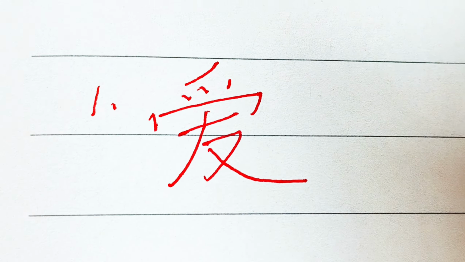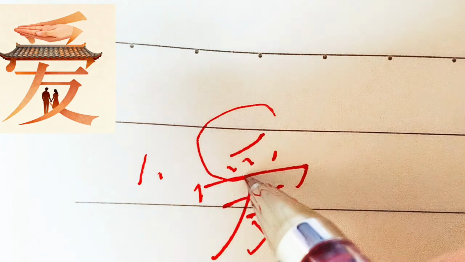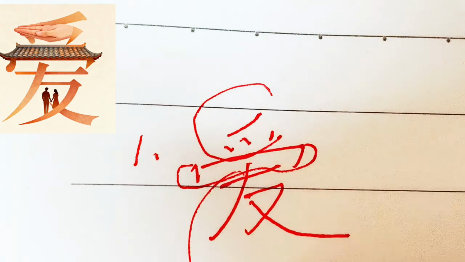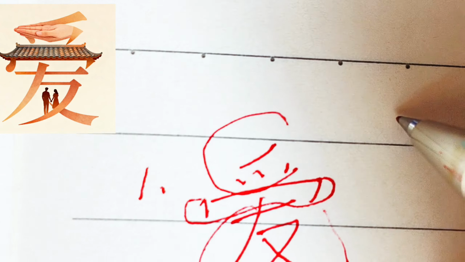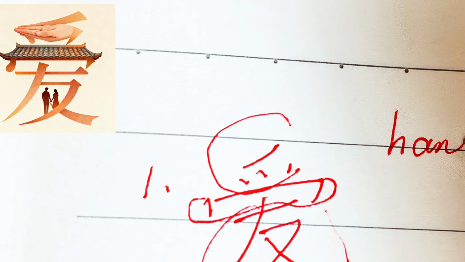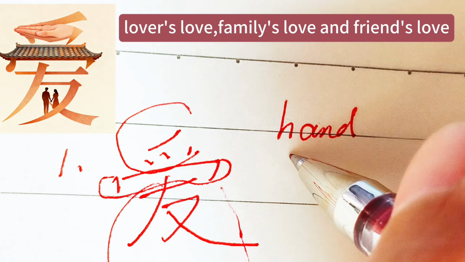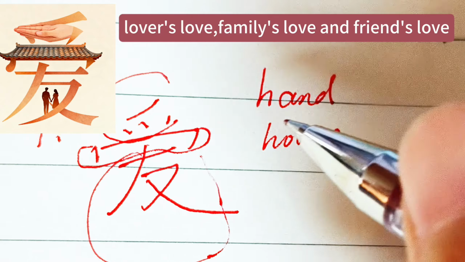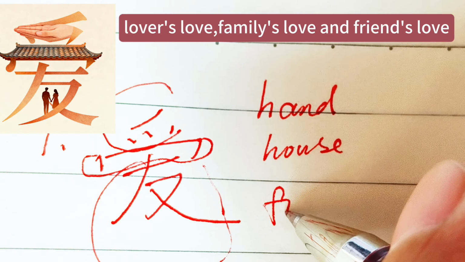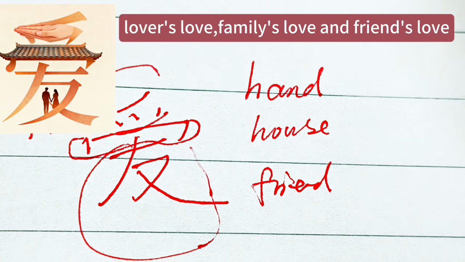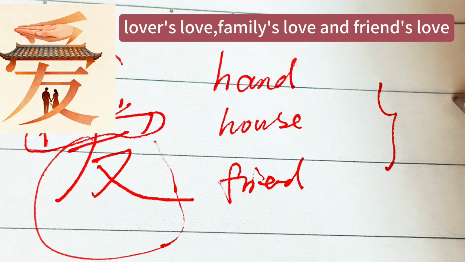You see, the top is the lover's hand, the middle is a roof, the bottom is friend. So this is love. Yeah, this word means love: lover's love, family's love, friend's love. So this character means love. Okay?